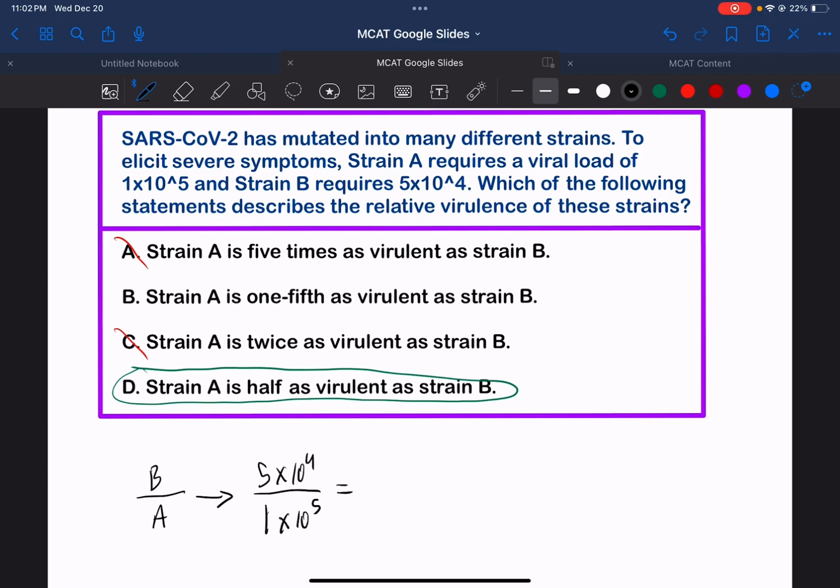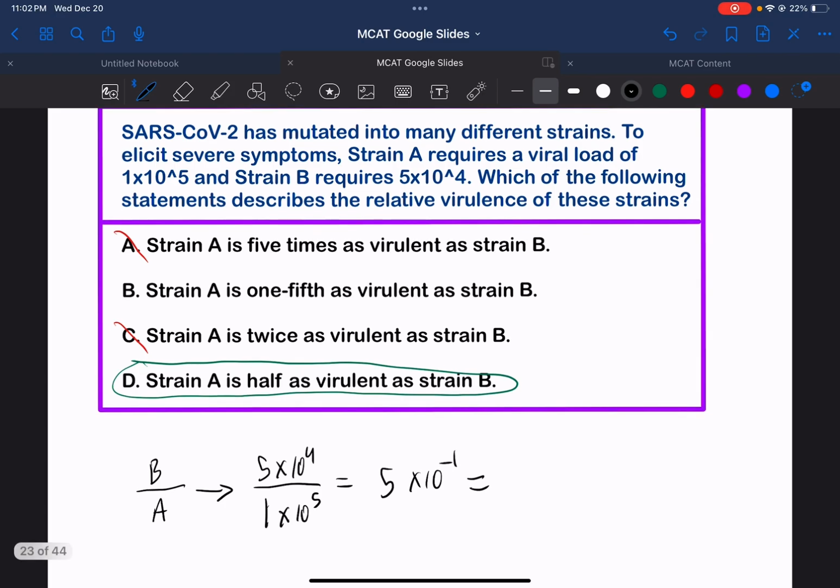5 divided by 1 is 5. 4 minus 5 is -1. And then if we break that number down, 10 to the -1, we just move it over a little bit. So that's 0.5. And we should all recognize by now that 0.5 is the same thing as saying a half. And so that's why D is the correct answer.